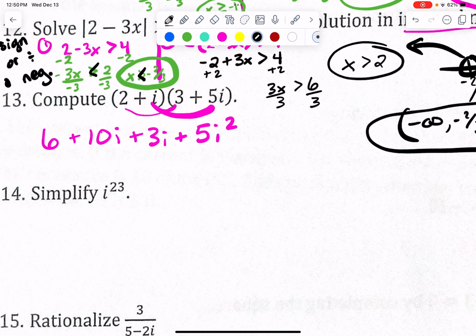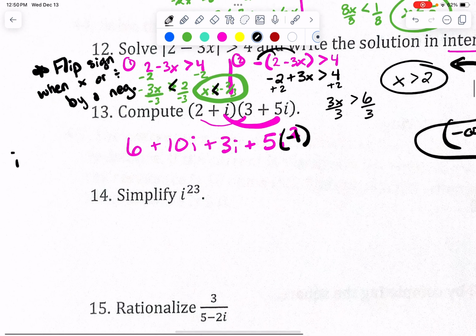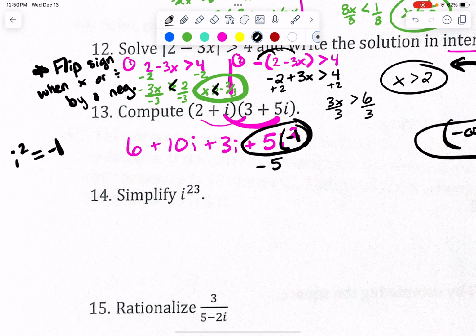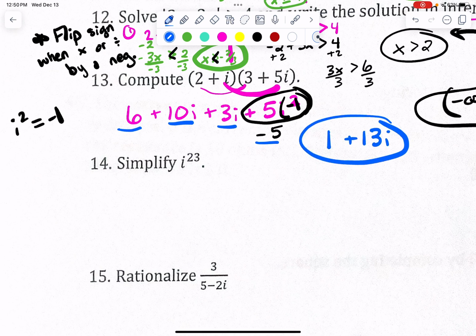Okay, I'm going to fix that right away. i squared is negative 1. Write that off to the side over here: i squared equals negative 1. So anytime I see an i squared, I'm going to plug a negative 1 in its spot, which means this is not positive 5. This is actually negative 5 because you're multiplying. Now when I combine like terms, 6 and negative 5 makes 1. 10i and 3i is 13i, and there it is. Okay, that one was nice and quick.